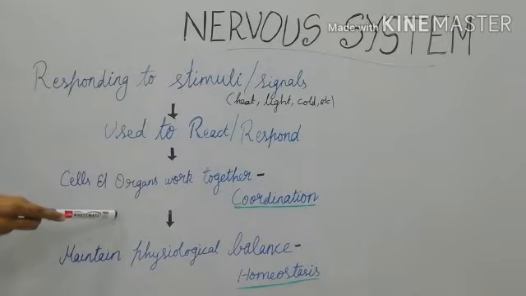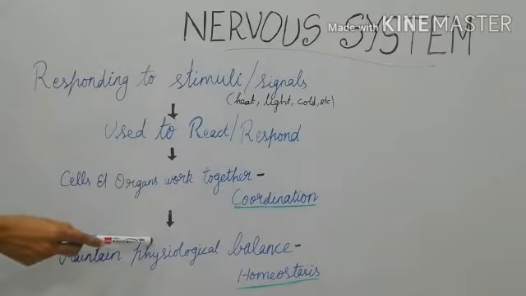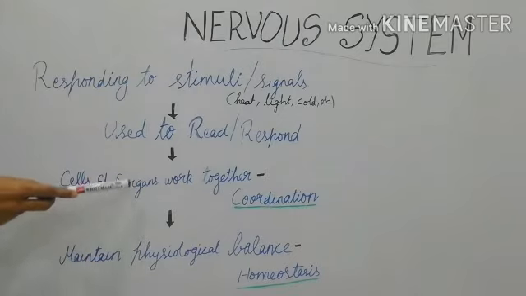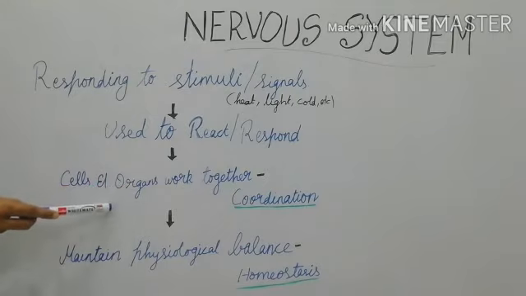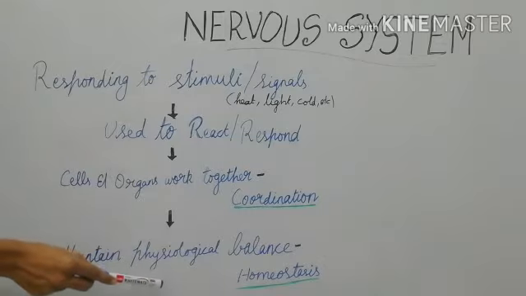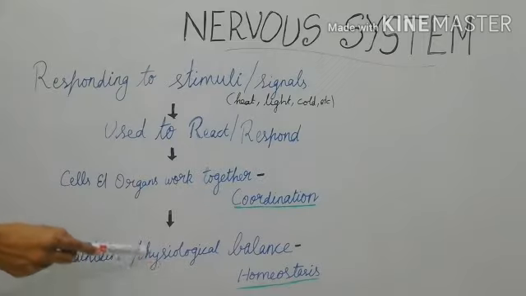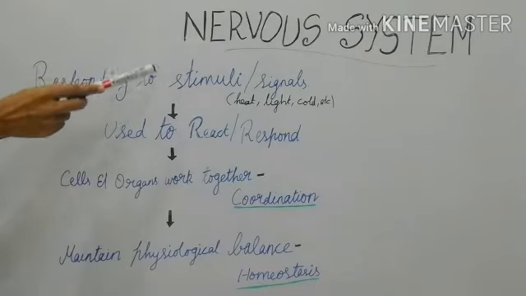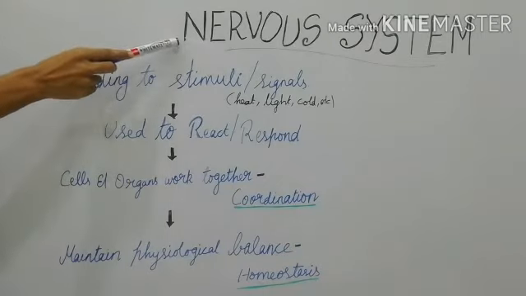And for this coordination, we have to maintain physiological balance, that is homeostasis. So in animals, the cells and all organs coordinate to do various activities. For that, it should maintain physiological balance, and that is called homeostasis. All these are regulated by a system called the nervous system. And here we are going to see about the nervous system.